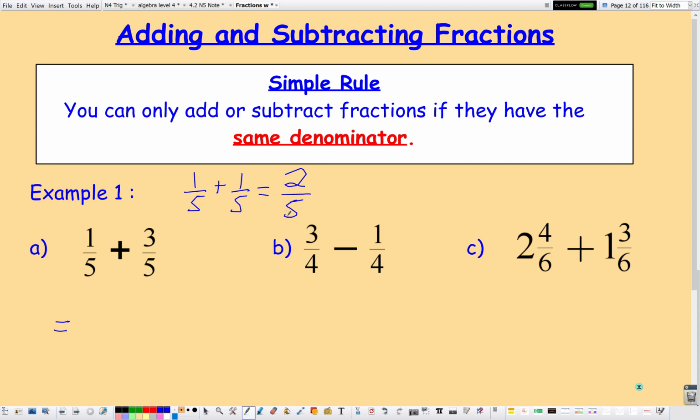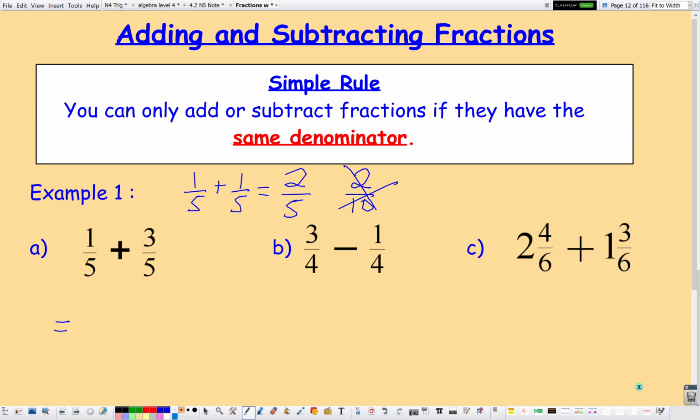The denominator didn't change. So the most common mistake people make is they do 1/5 plus 1/5 and they say that that is 2/10. And I hope you see the kind of easy mistake there. They've just added the bottom as well. No, that's not what we do. You don't have 2/10. You have 2/5. Okay? So when you're adding fractions, the denominator must not change. So as long as you can remember that, this should be a doddle.